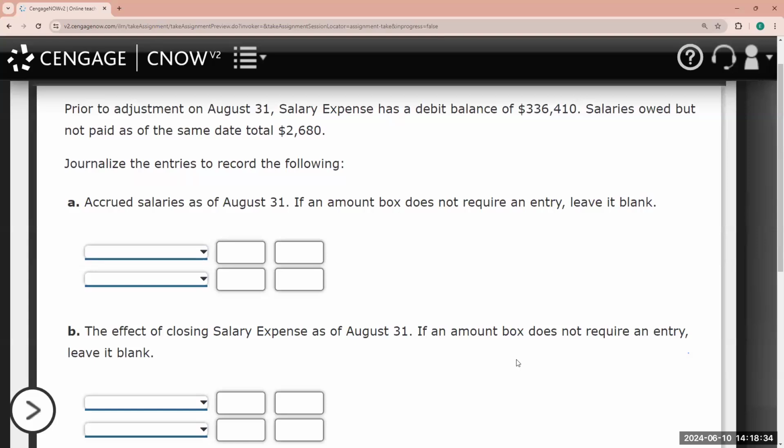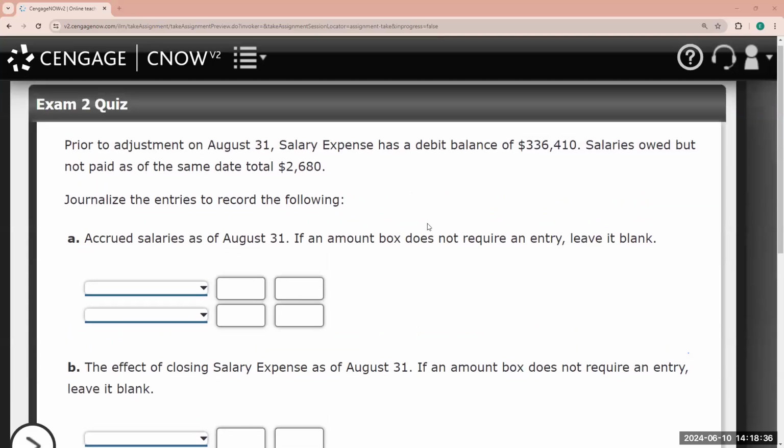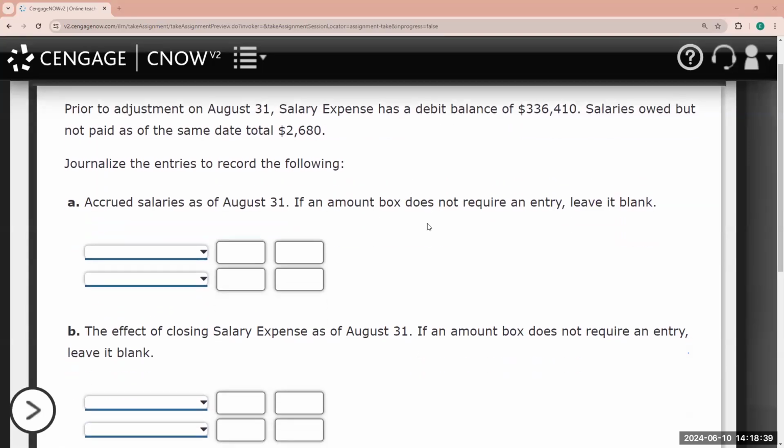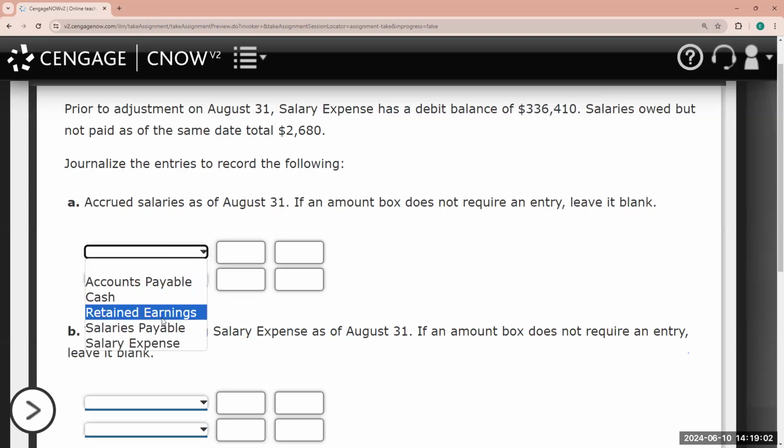This brings us to our next question. It asks, prior to adjustment on August 31st, salary expense has a debit balance of $336,410. Salaries owed but not paid as of the same date total $2,680. So now this question is essentially asking us, what journal entry do we need to record? So there's going to be salaries expense.